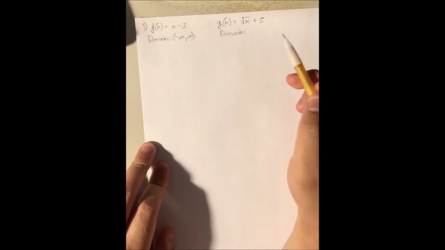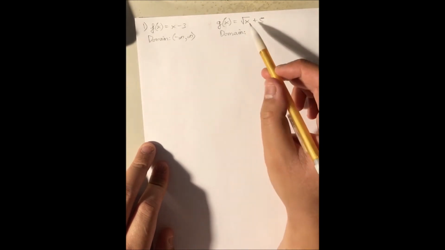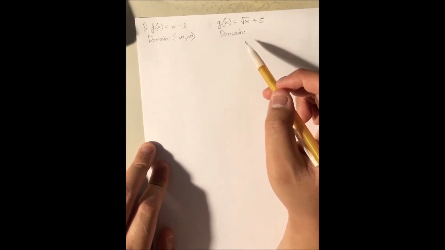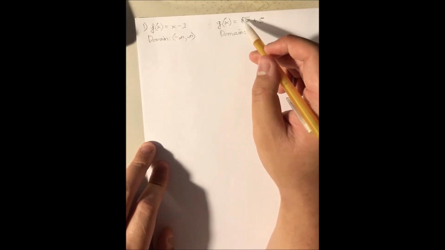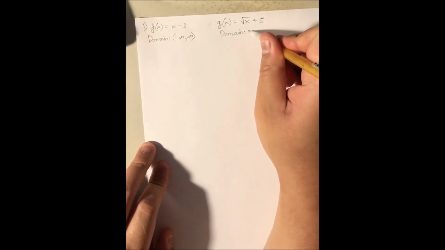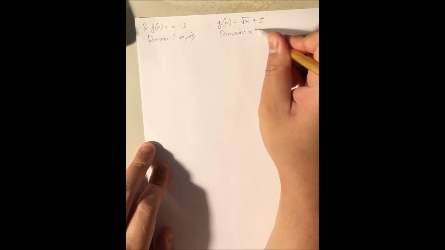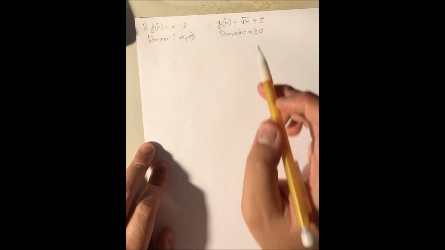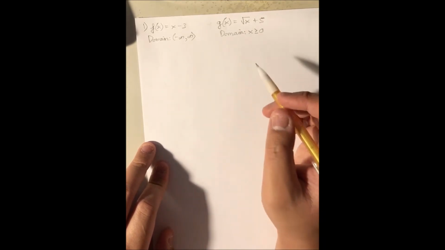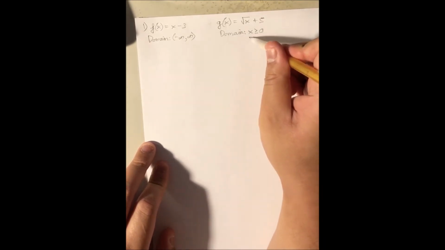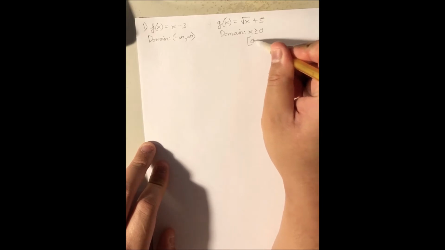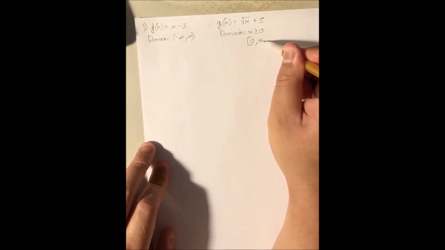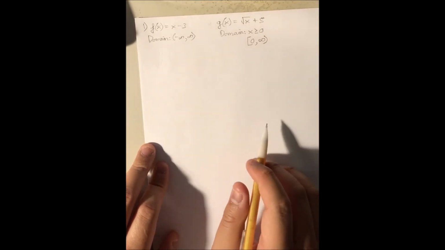In the function g, since we have square root of x, we want to take the inside of the radical and set it greater than or equal to 0 and solve for x. But the inside of this radical is just the x variable. So setting it greater than or equal to 0, we already solved for x, which is x has to be greater than or equal to 0. And the interval notation for this is going to be half closed, half open, closed at 0, which is a bracket, and open at infinity as always.